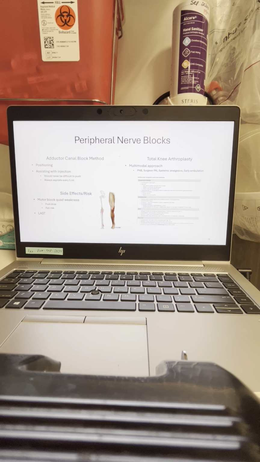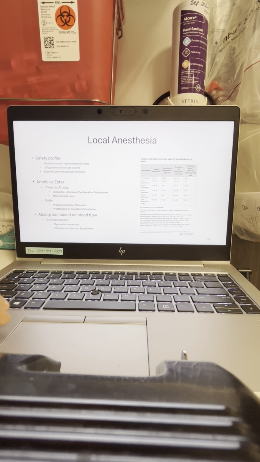And then I just want to touch base briefly on local anesthesia in general. All the local anesthetics that we use in today's day and age all have a very large therapeutic index, so they're all very safe to give. We can give large volumes of them.